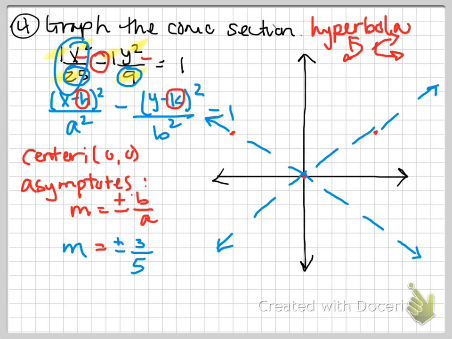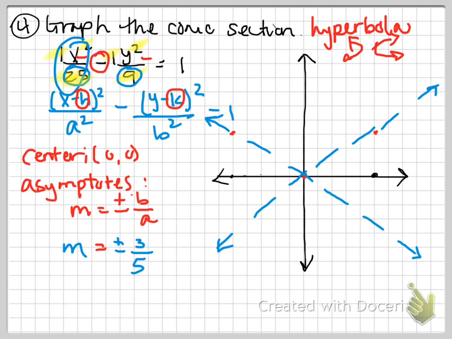Alright, so I have my asymptotes drawn. Now I need to think about my vertices. So I know this guy's going to open right or left, so I'm going to use my a value for my vertices. My a value is 5. And that came from the 25, remember? So what I'm going to do is I'm going to start at the center, and I'm going to count 1, 2, 3, 4, 5 to the right, and put a point. Okay. And then I'm going to start at the center and count 5 to the left. Okay. And put a point.